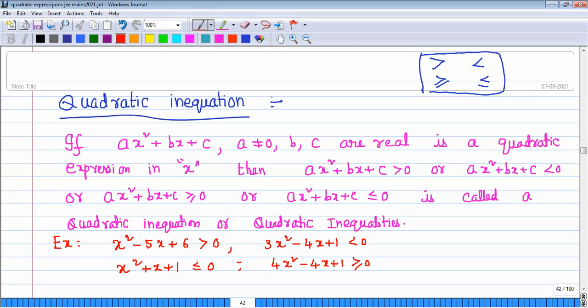I ask you one question. How many roots does a quadratic equation possess? Two roots. Okay. Instead of saying roots, better you say solutions. How many solutions does a quadratic inequality have?